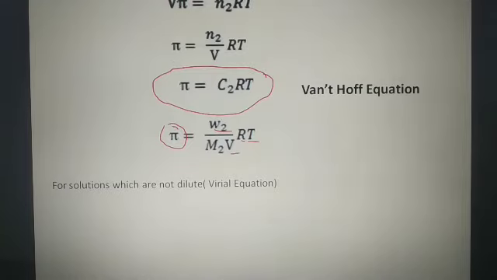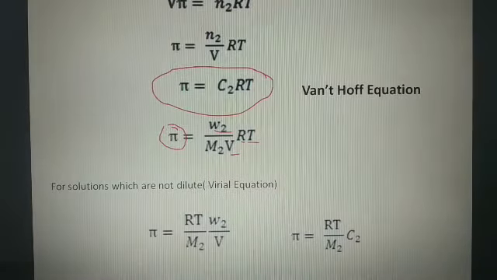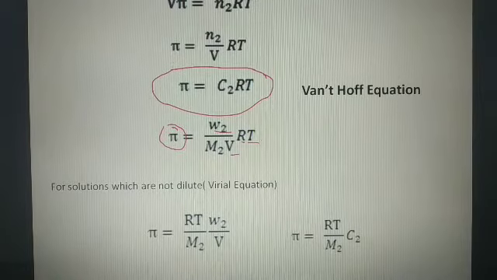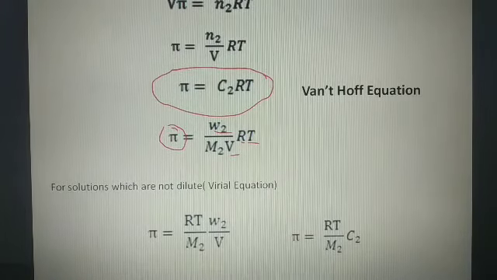The above Van't Hoff equation is applicable when solutions are very dilute. But when they are not dilute, we have to modify this equation a little. And how the modification is done: pi is written as RT upon M2 into W2 upon V, which is the above equation. Further, it can be written as C2, the weight of the component per unit volume, that means gram per liter, that is the strength or the concentration. This equation can be changed into the Virial equation, and that Virial equation is shown here.